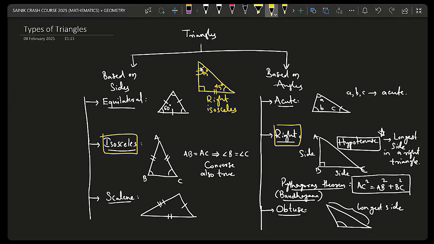Now, any doubts in this classification you can ask. I'm lowering all the hands. Only doubts. You can raise a hand now. Doubts in the classification of triangles you can raise.